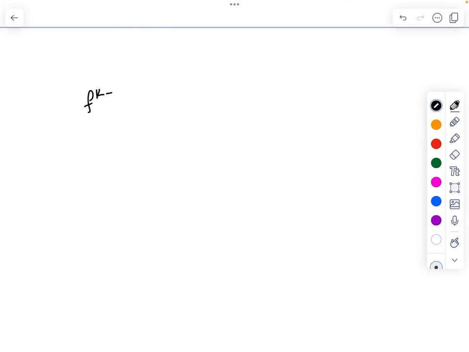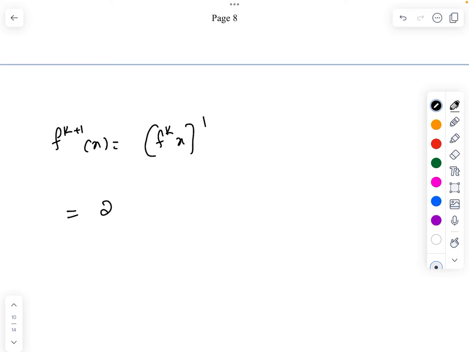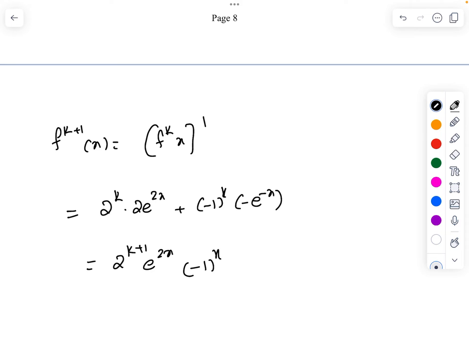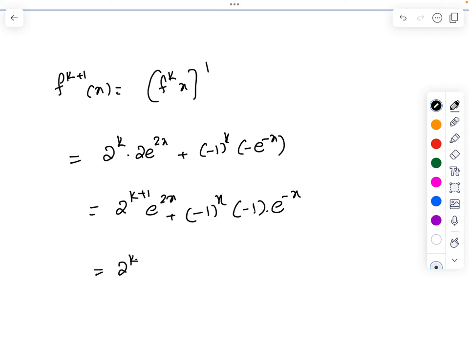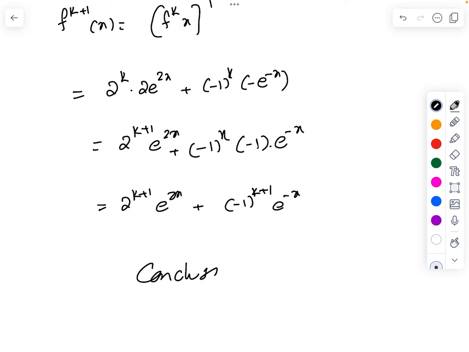So basically the (k+1)th derivative means nothing but what? I take the kth derivative, then find the derivative of that. So the kth derivative's derivative becomes 2^k times 2 e^(2x) + (-1)^k times (-1) e^(-x), which becomes 2^(k+1) e^(2x) + (-1)^(k+1) e^(-x). Then you can write the conclusion.